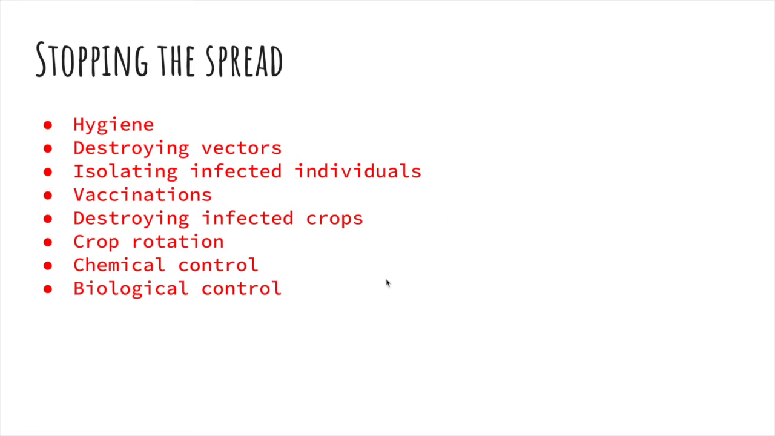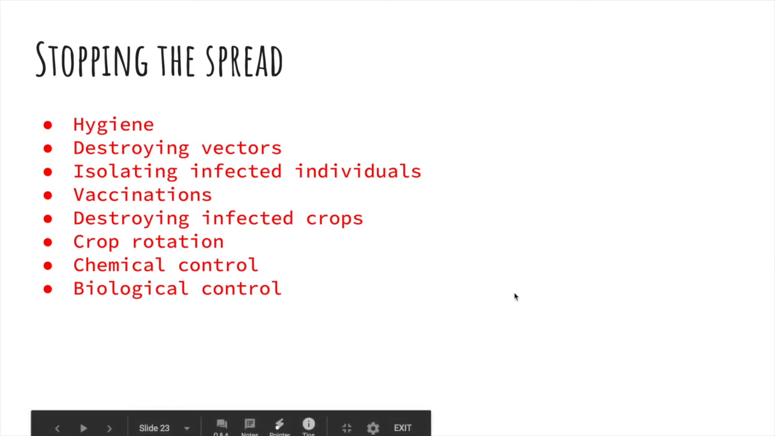And then these final four, destroying infected crops, crop rotation, chemical control and biological control, are all much more about preventing diseases in plants. You might think diseases in plants is very dull and very much not something that relates to you, but a disease that killed all the wheat plants in the world or all the tomatoes would have a very direct effect on you, a huge effect on the whole world. And so it's really important that we have at least some understanding of this.